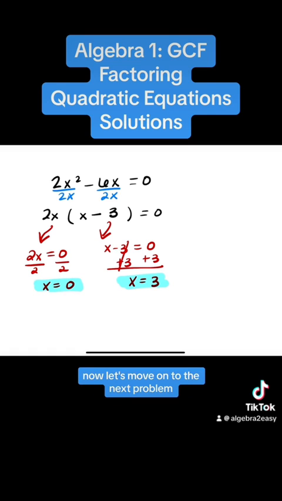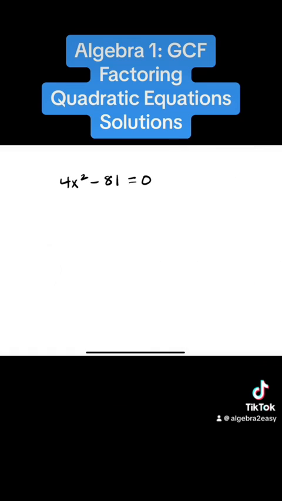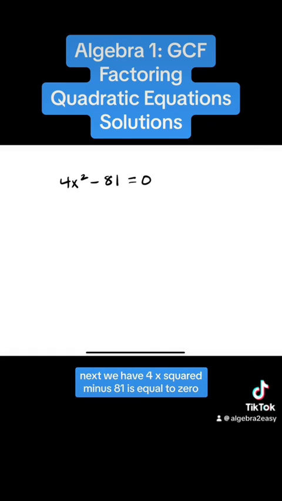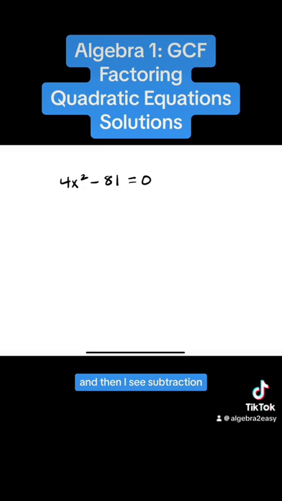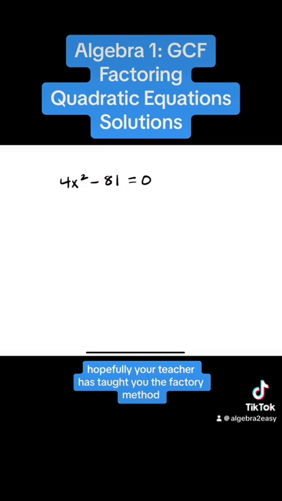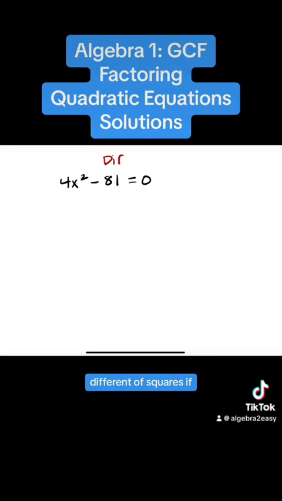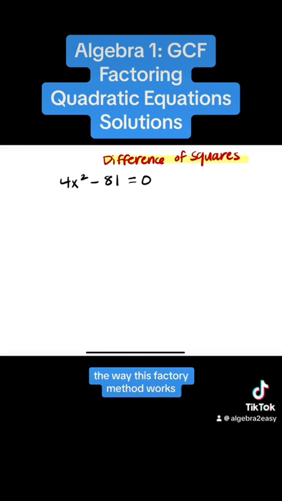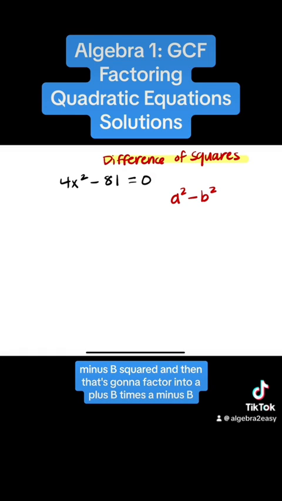Now let's move on to the next problem. Next, we have 4x squared minus 81 is equal to 0. There are a few things that stand out to me. First, I see some perfect squares, and then I see subtraction. Hopefully your teacher has taught you the factoring method difference of squares. The way this factoring method works is that you're going to have the format of a squared minus b squared, and then that's going to factor into a plus b times a minus b.